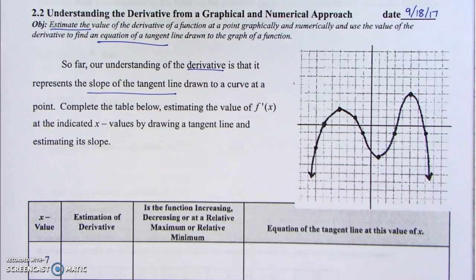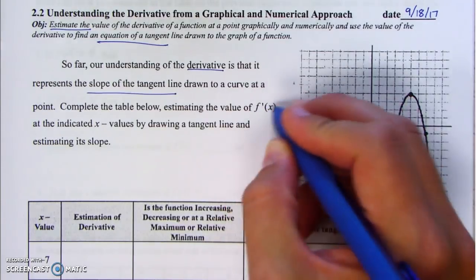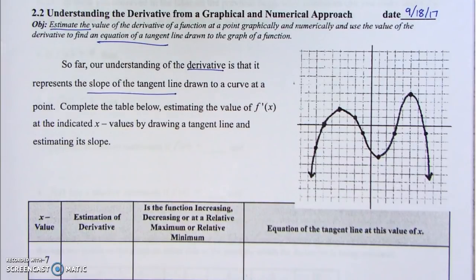Complete the table below, estimating the value of f prime, that's the derivative, at the indicated x value by drawing a tangent line and estimating its slope.